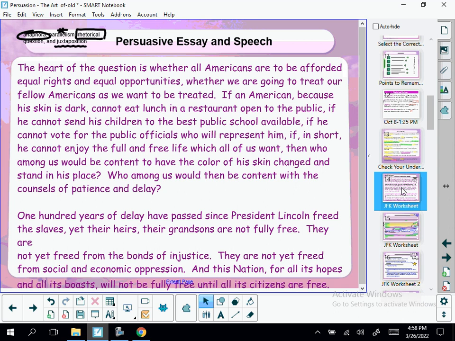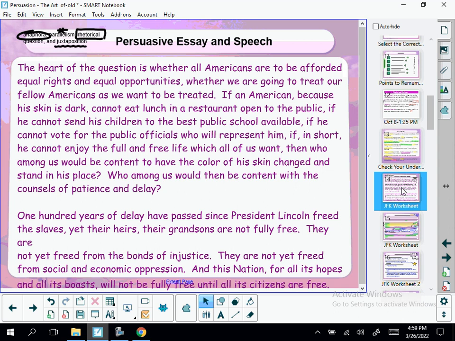The heart of the question is whether all Americans are to be afforded equal rights and equal opportunities, whether we're going to treat our fellow Americans as we want to be treated. If an American, because his skin is dark, cannot eat lunch at a restaurant open to the public, if he cannot send his children to the best public school available, if he cannot vote for the public officials who will represent him, if, in short, he cannot enjoy the full and free life which all of us want, then who among us would be content to have the color of his skin changed and stand in his place? Who among us would then be content with the counsels of patience and delay?